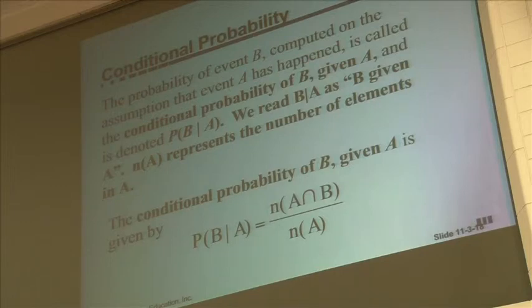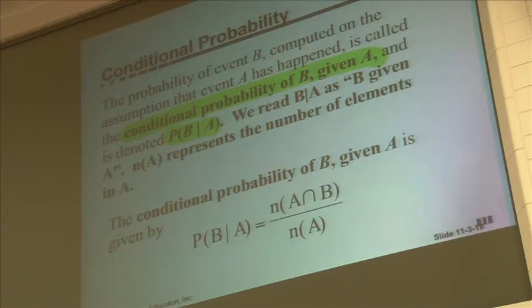Okay. The probability of our event B, computed on the assumption that another event has already happened, is the conditional probability of B given event A already happened. Mathematically, you write it like so, and you read that: B given, so vertical line, given A has happened. Okay?